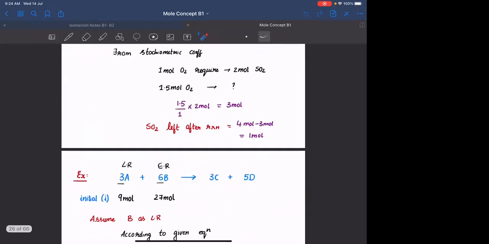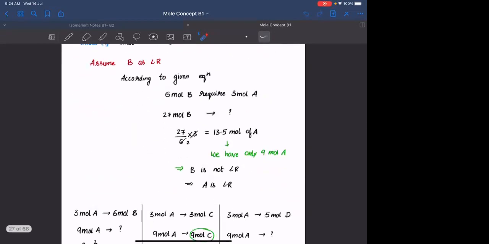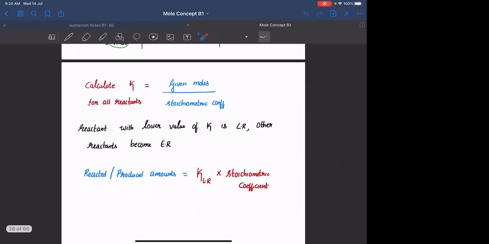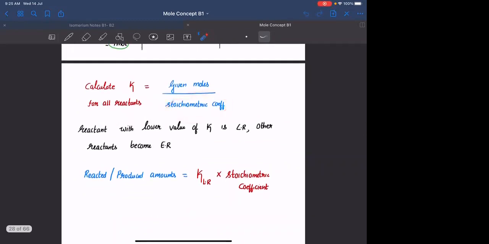In order to calculate the limiting and excess reagent, we saw a method. We need to calculate the value of K. K is given by moles upon stoichiometric coefficient. Whichever reactant has the lesser value of K will become the limiting reagent. All other reactants will become the excess reagent.